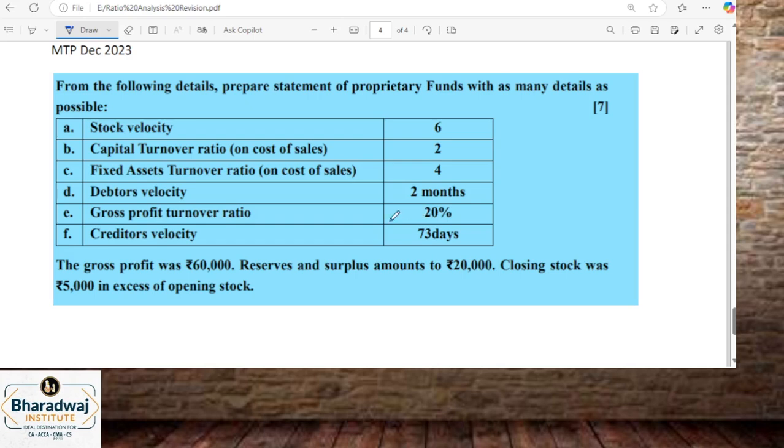GP ratio is 20%. Creditors velocity is given as 73 days. GP is 60,000, reserves and surplus 20,000, and closing stock is 5,000 more than the opening stock.